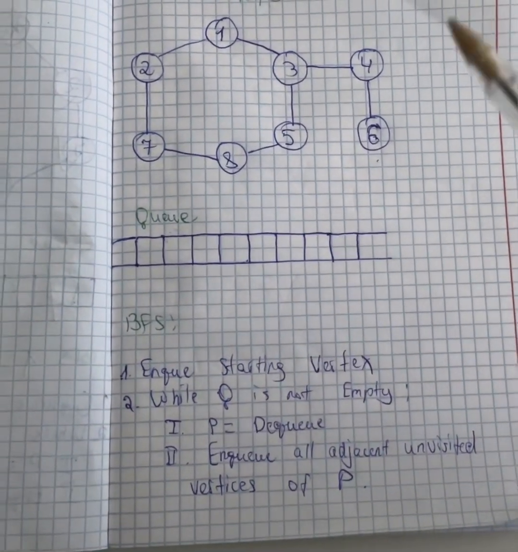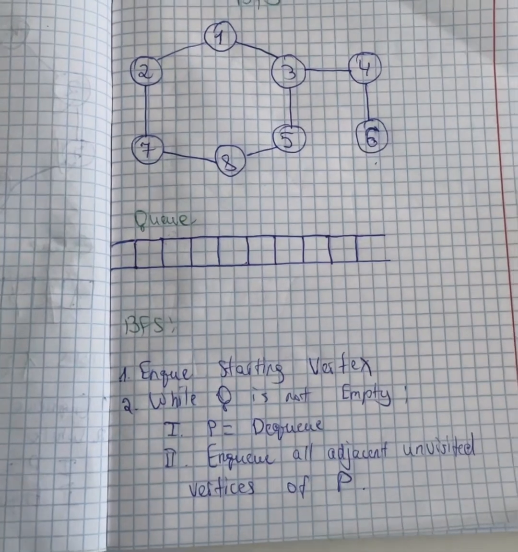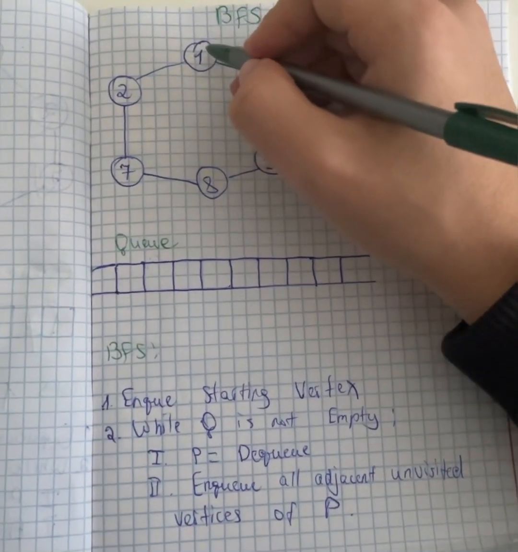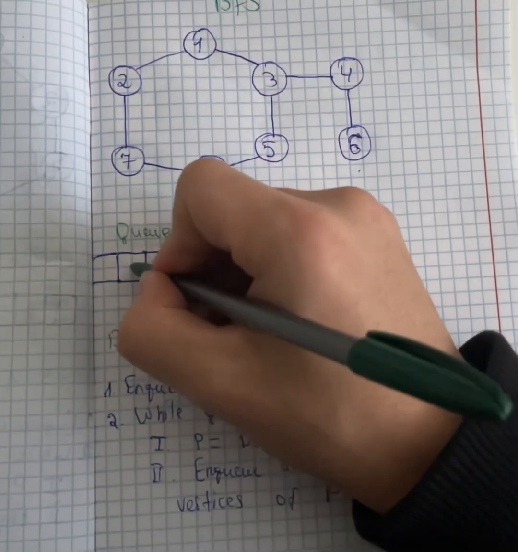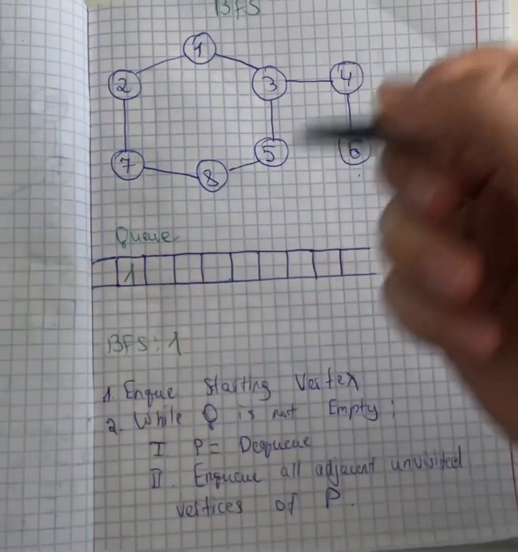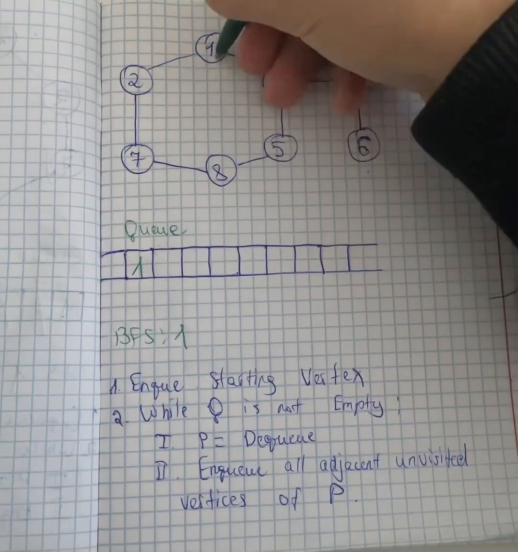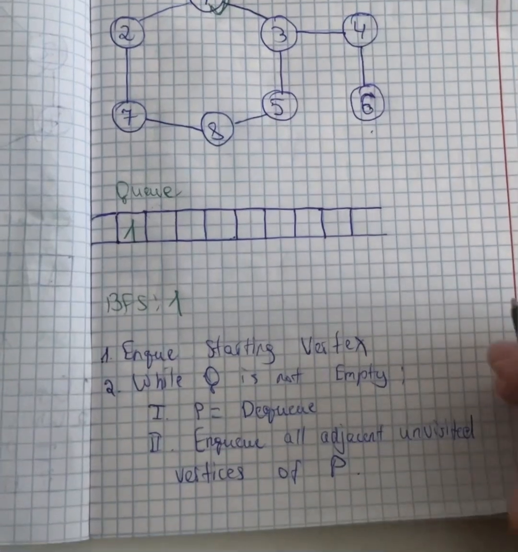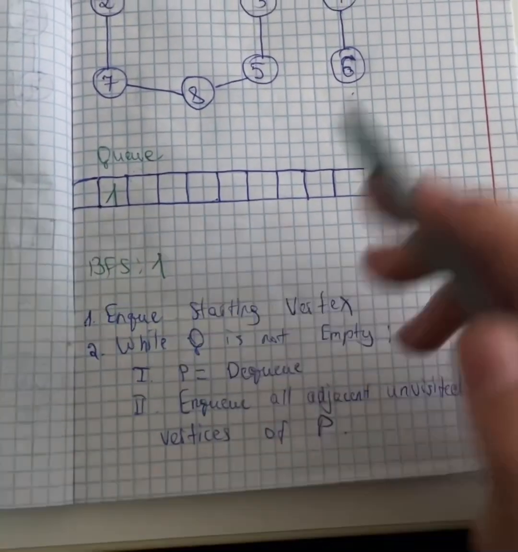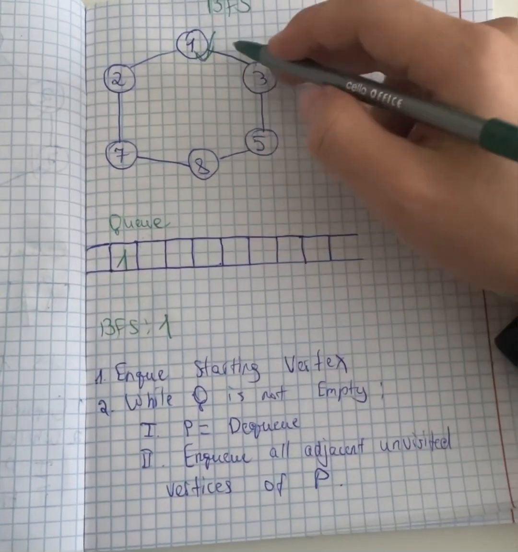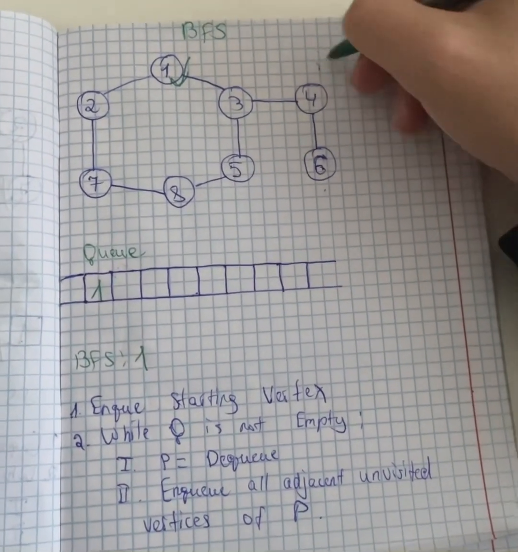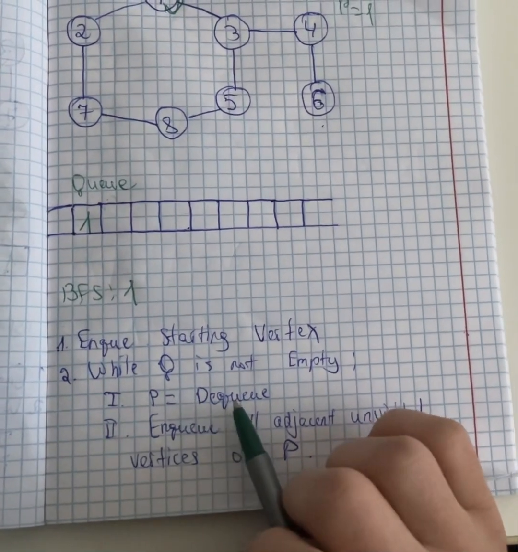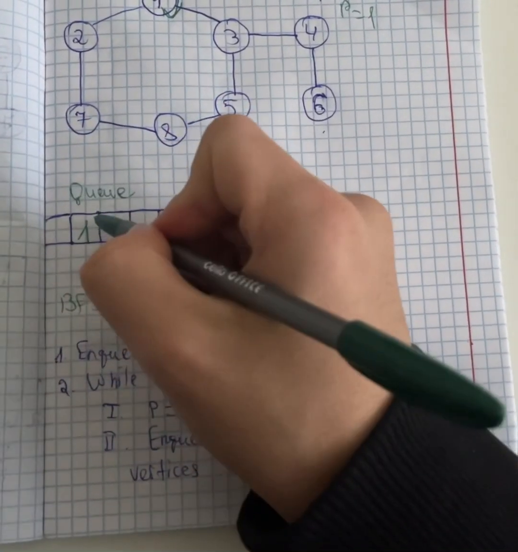First of all, it says NQ the starting vertex. In our case, the starting vertex is 1, right? That means NQ means we write this 1 here and we write it here. Then after NQ, we mark it as visited. Then the second rule: we are now in 1, so in our case P now is 1. It says P equals DQ. DQ means now we have to remove it.